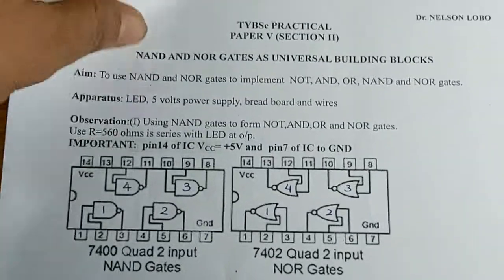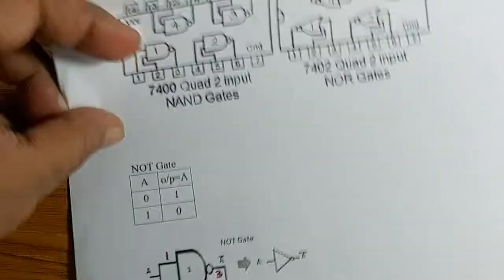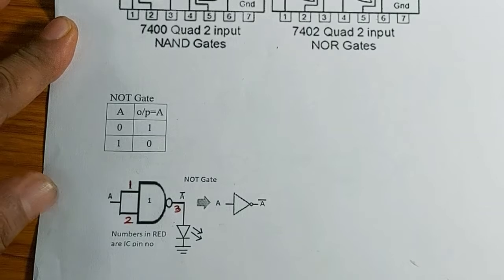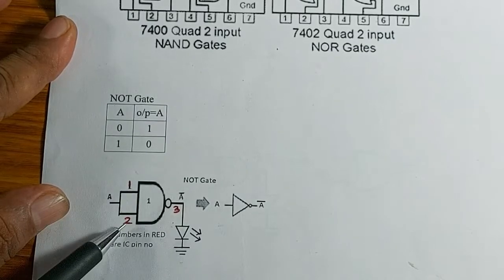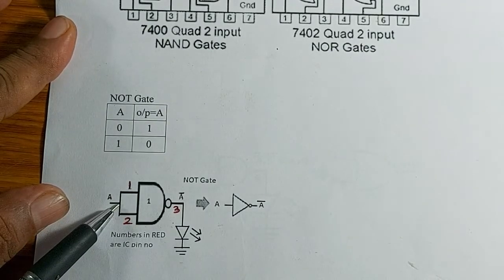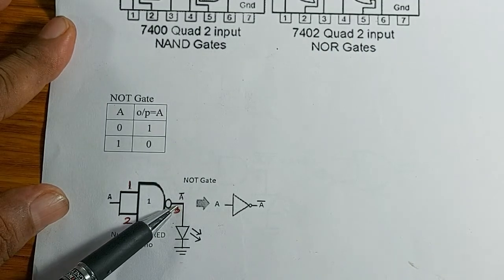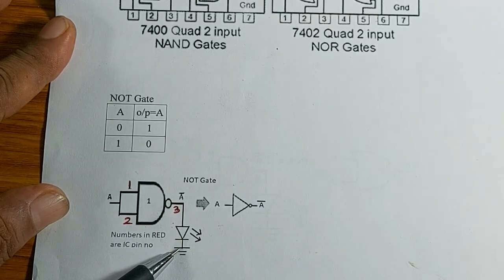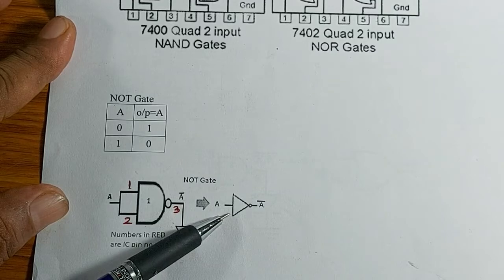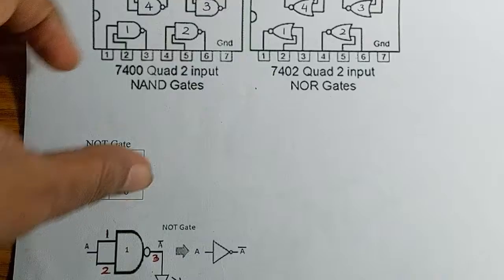So for the first circuit diagram, we are going to make a NOT gate using the NAND gate. You see that pin numbers 1 and 2 are joined up, and the common is taken as input A. Pin number 3 is the output, connected to the anode of the LED, and the cathode is grounded. So this will turn out to be the NOT gate. Now I have already made the connections for the NOT gate.